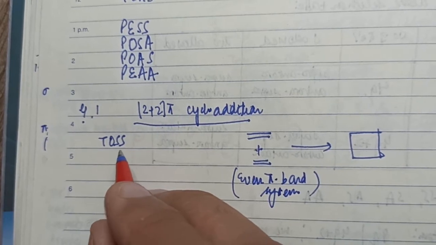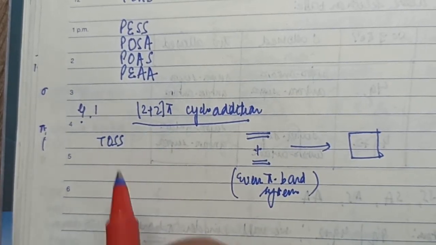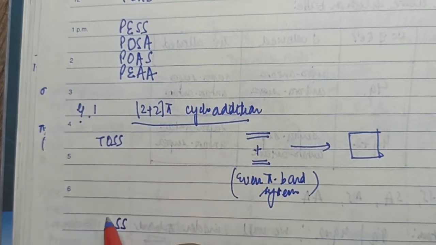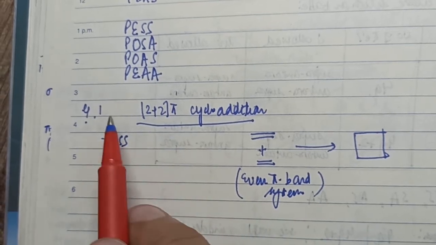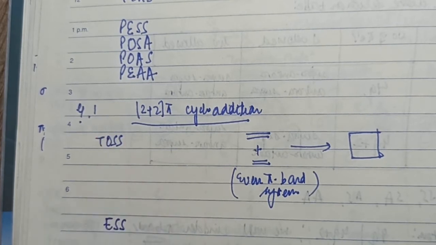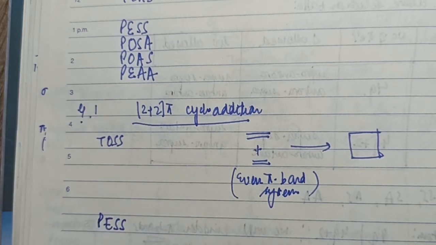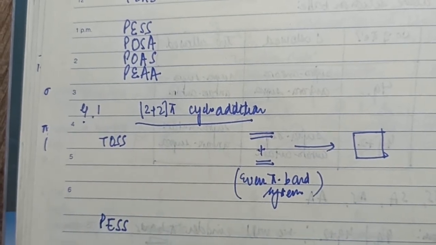Since I am talking about only the supra-supra stereochemical mode, I cannot change these two things. Odd has to be changed to even. That means the second thing needs to be changed, because I cannot change supra-supra. Odd is converted into even. The second thing, thermal, has to be changed to photochemical.